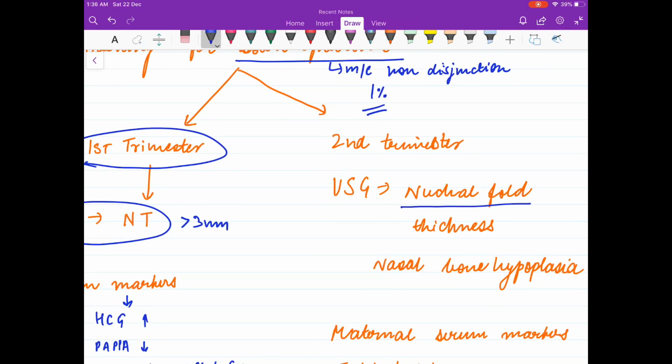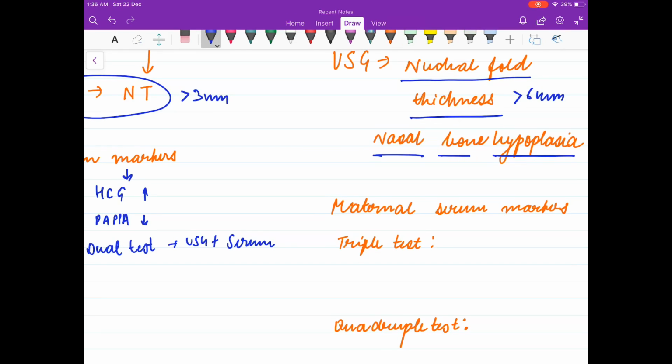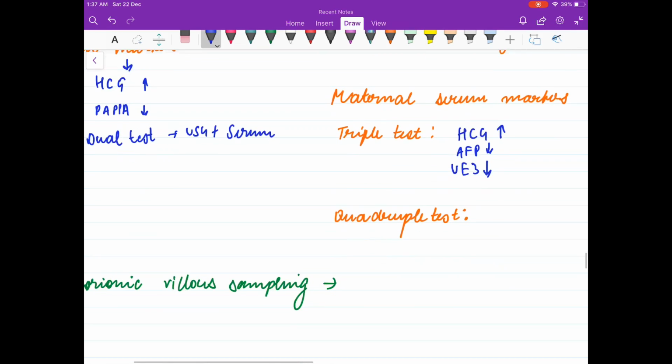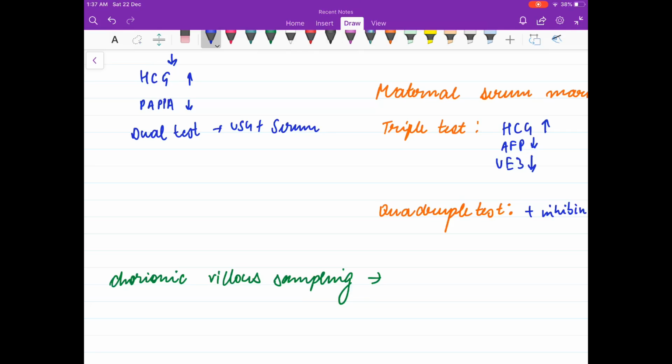And in second trimester we use nuchal fold thickness greater than 6 mm, nasal bone hypoplasia. Maternal serum markers that we use are HCG increases, AFP decreases, unconjugated estriol decreases. In quadruple test we have all the three markers as above plus inhibin A, which increases.